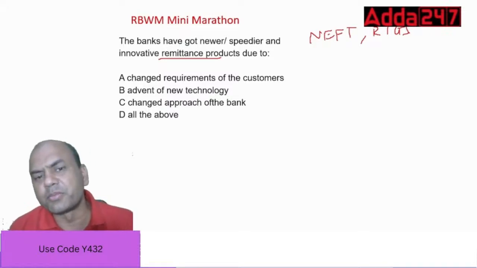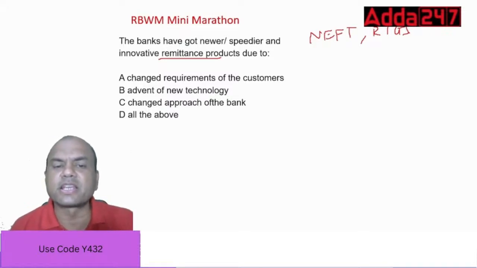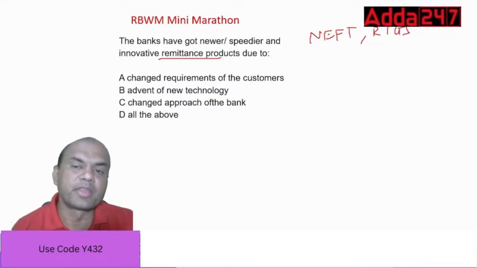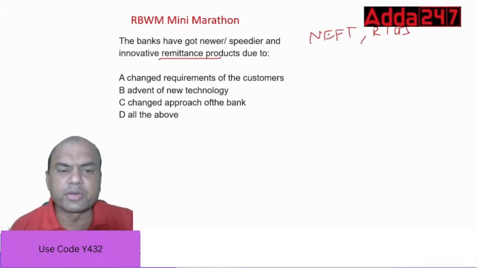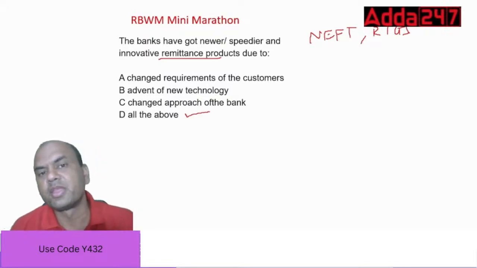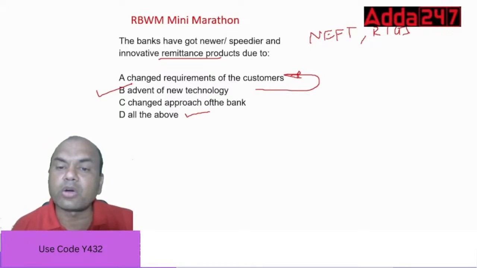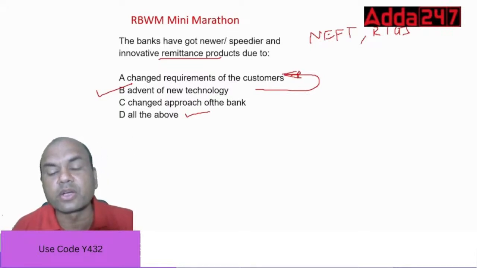Now see here, some of the books give you the option like this: changed requirement of the customers, advent of new technology, changed approach of the bank, and all of the above. Some books might give D, all of the above. But the real answer is not this. The real answer is new technology. Because of technology, the customer requirements have changed. It's not cause effects here; you need to understand cause and effect properly.